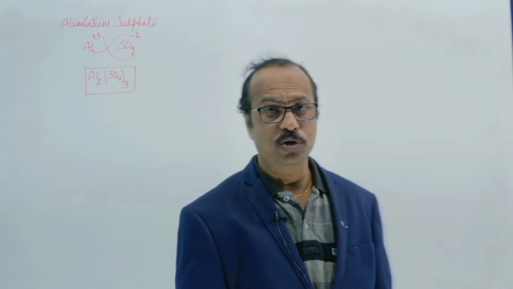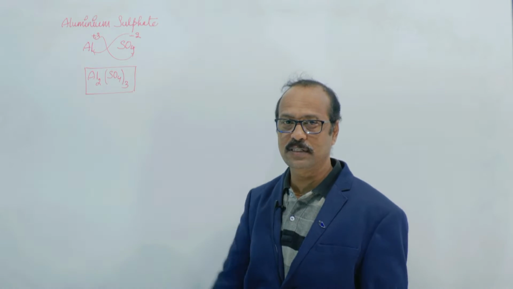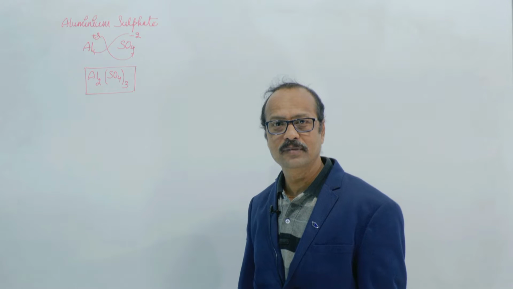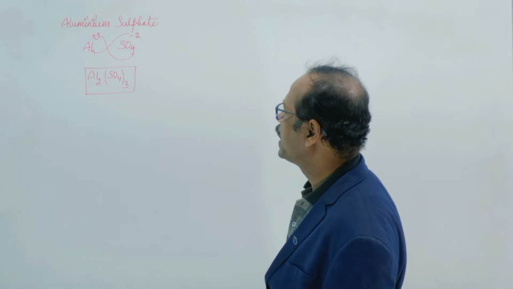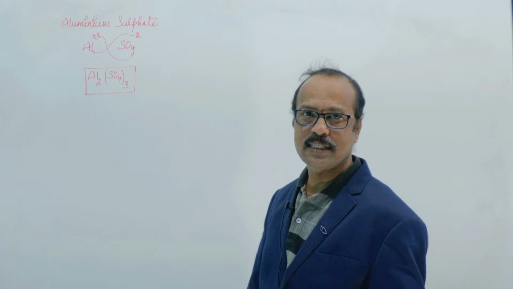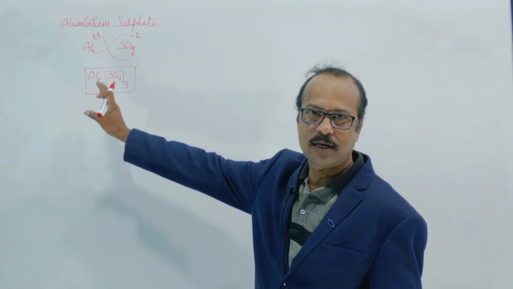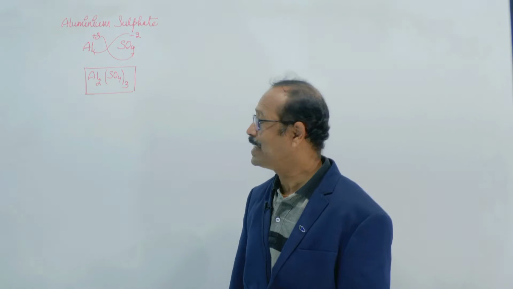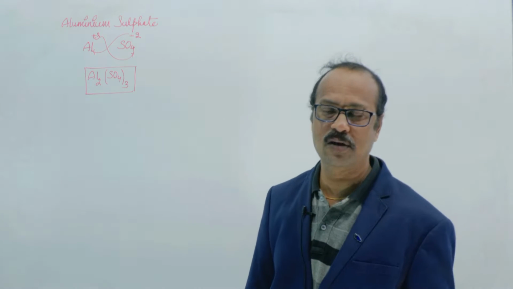Right. So you can see aluminium in the 4th synopsis. Aluminium is trivalent, +3 and electropositive, and sulfate is electronegative with valency -2. Crisscross, write the formula. Al2(SO4)3, SO4 taken thrice, is the formula of aluminum sulfate.